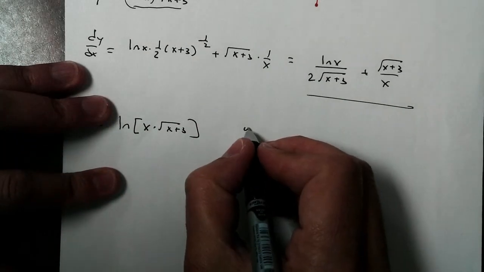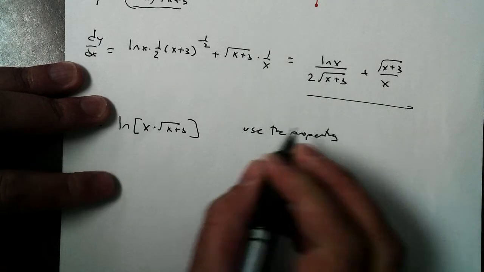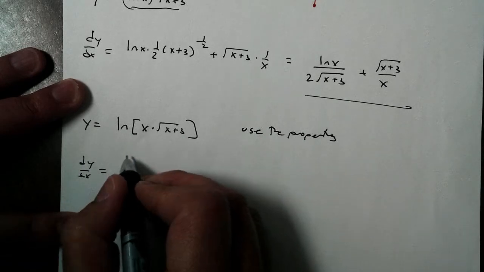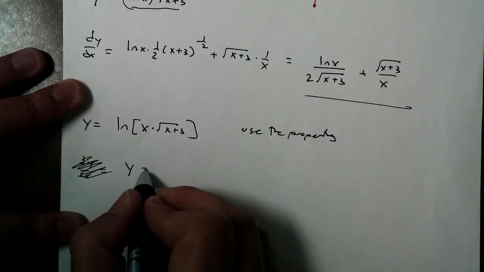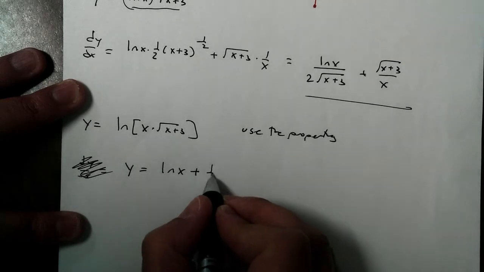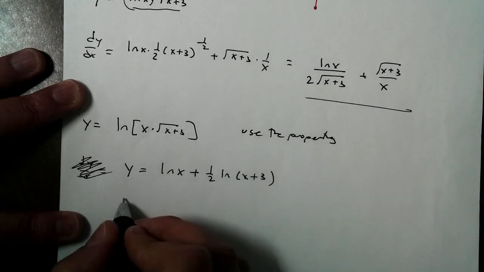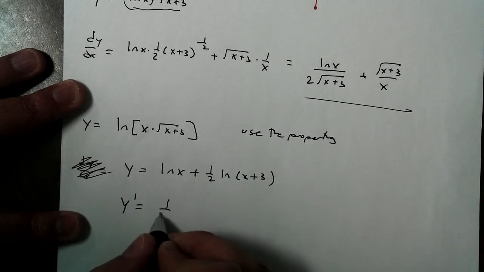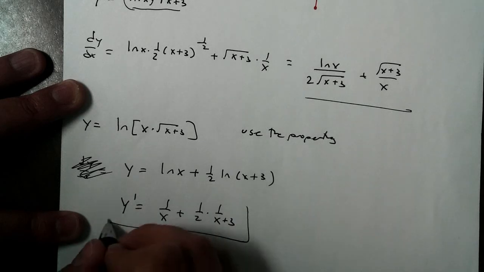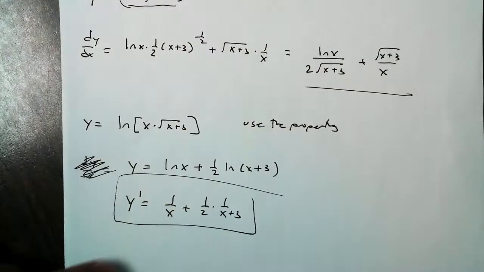Or I can use the properties, Luke. Use the properties. Taking the derivative, dy/dx. Oh, don't take the derivative yet. Sorry. Rewrite it. This becomes the natural log of x plus 1/2 the natural log of x plus 3. So when I take my derivative, 1 over x plus 1/2 times 1 over x plus 3. Much easier. Be careful. These are different problems, so they're not going to be the same answer.